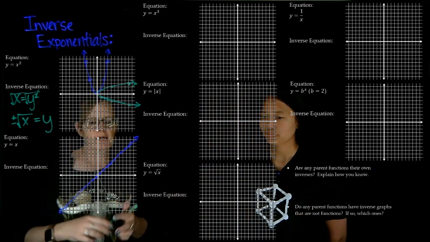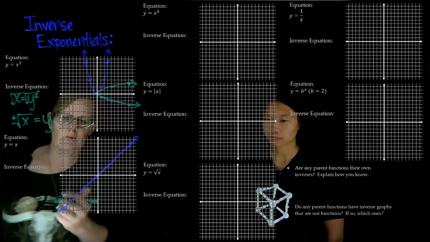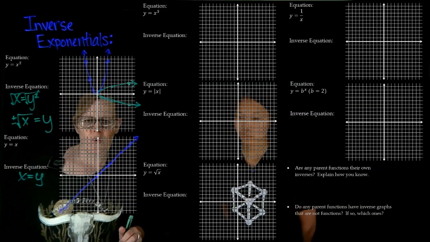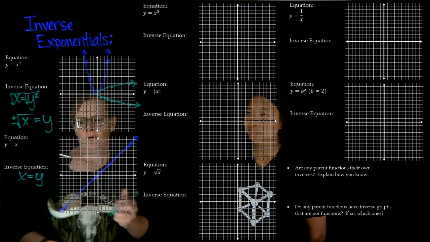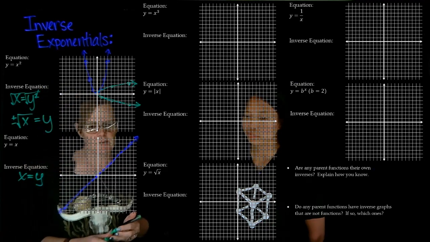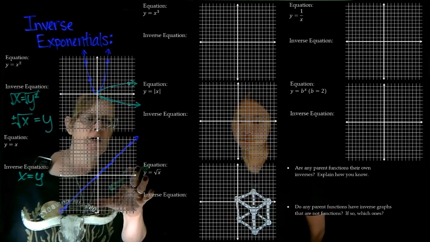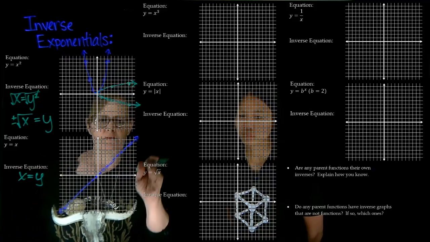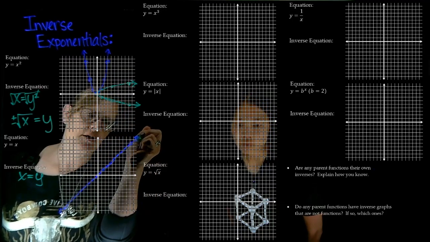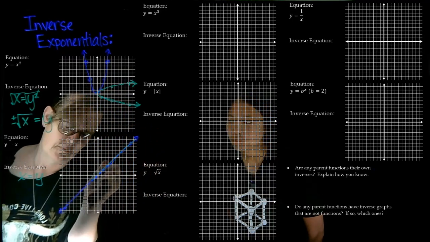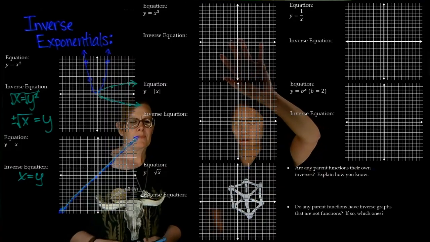Remember, we switch our x and our y's, so the inverse of this equation is x equals y instead of y equals x, which is essentially the same equation. So that means our inverse graph is identical to our first graph, so we're just going to draw straight down the same line. All right, let's check out this cubic graph here.